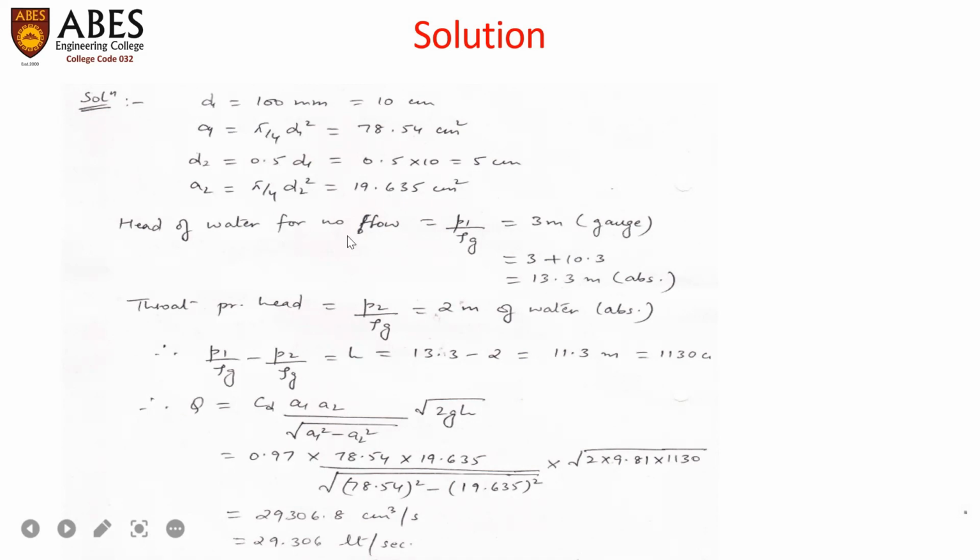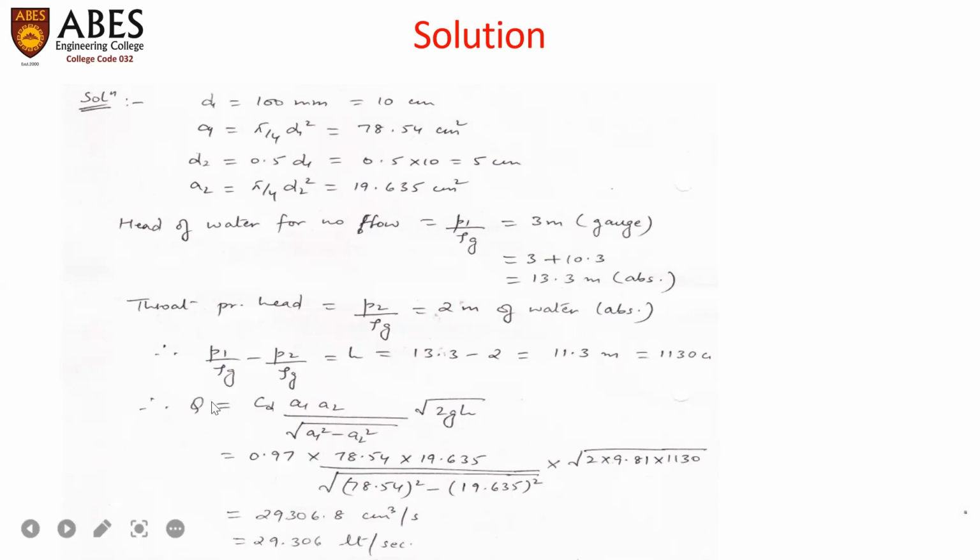Now, I told you that P1 upon rho g is given as 3 meter gauge. We can add 10.3 atmospheric pressure head, so it will be 13.3 meter absolute pressure at the inlet. Similarly, throat pressure head P2 upon rho g, because the second section is at the throat, is 2 meter absolute, 2 meter of water. So P1 upon rho g minus P2 upon rho g will be small h, as in the derivation I showed you earlier. So small h will be 11.3 meter.